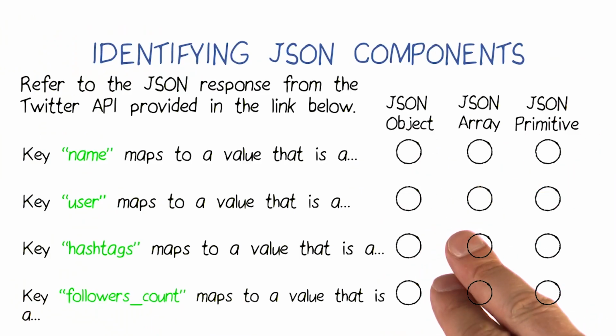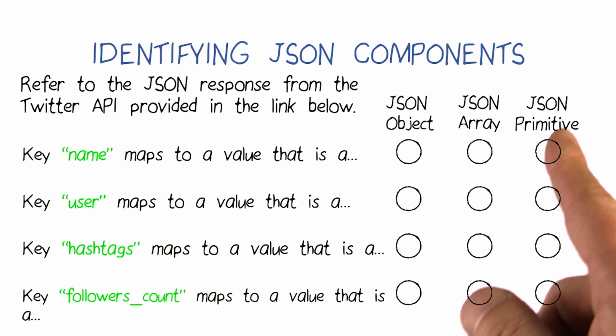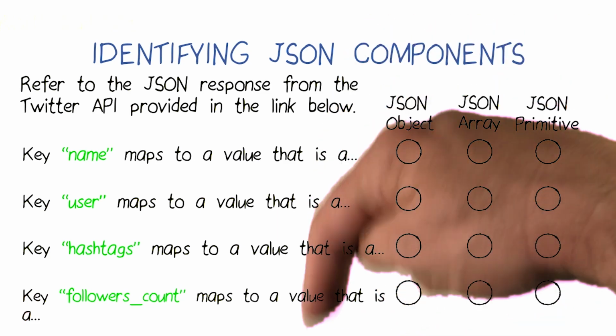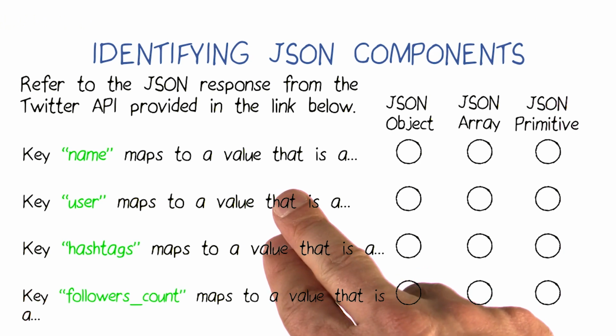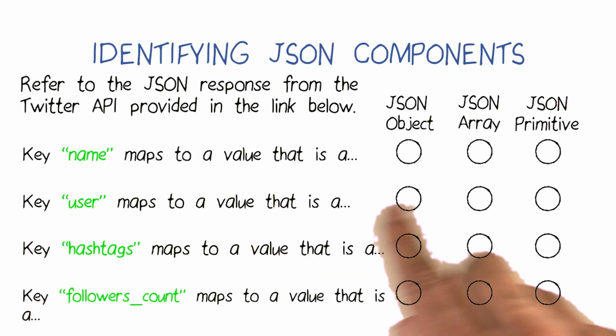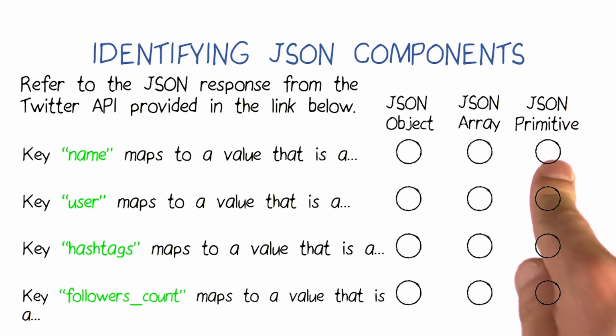In this quiz, I've asked you about certain keys in the JSON response that we got back from the Twitter Favorites API. The link to my response and the original documentation site is below. Determine if the given key maps to a value that is a JSON object, a JSON array, or a JSON primitive.